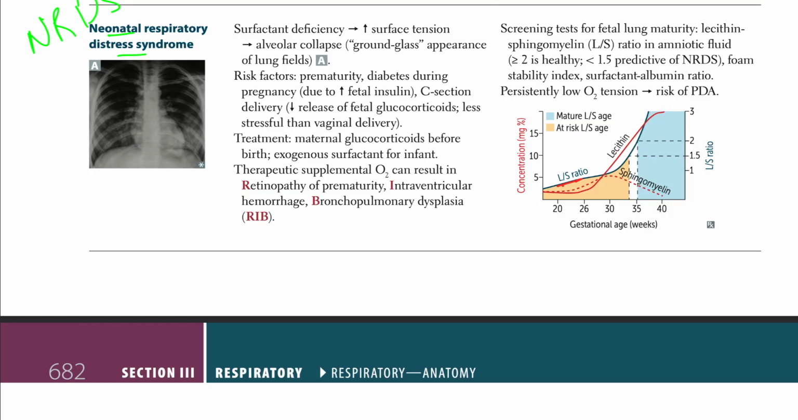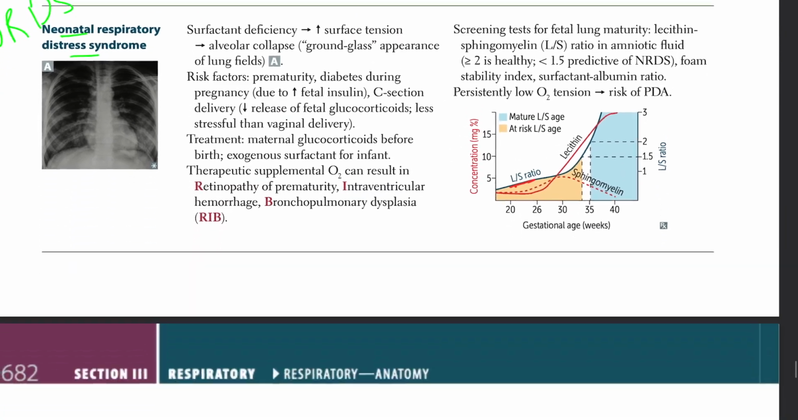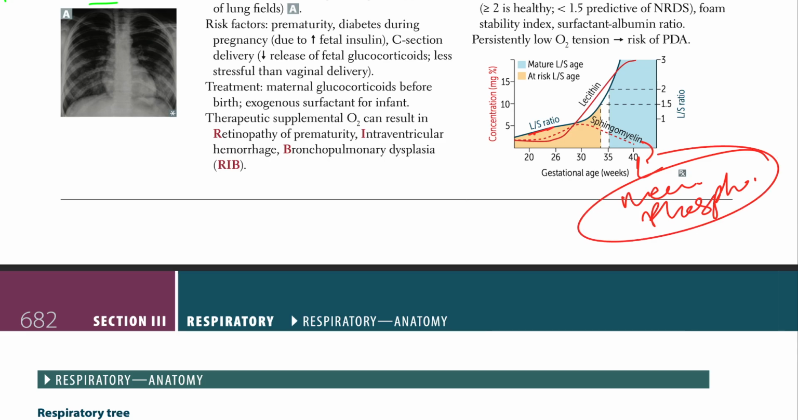Now the question, one extra thing actually, is what is sphingomyelin? We did talk about lecithin, and if you go back here, we did talk about all these lecithins, DPPC and phosphatidylglycerol. But what is sphingomyelin? Sphingomyelin is a membrane phospholipid. If those are surfactant, this is membrane phospholipid. Okay, yeah, that's pretty much it for NRDS.